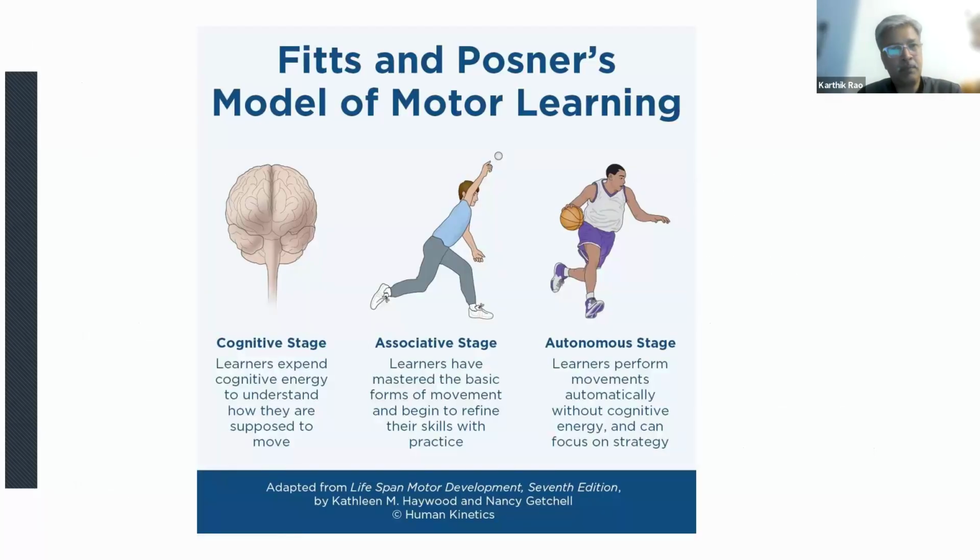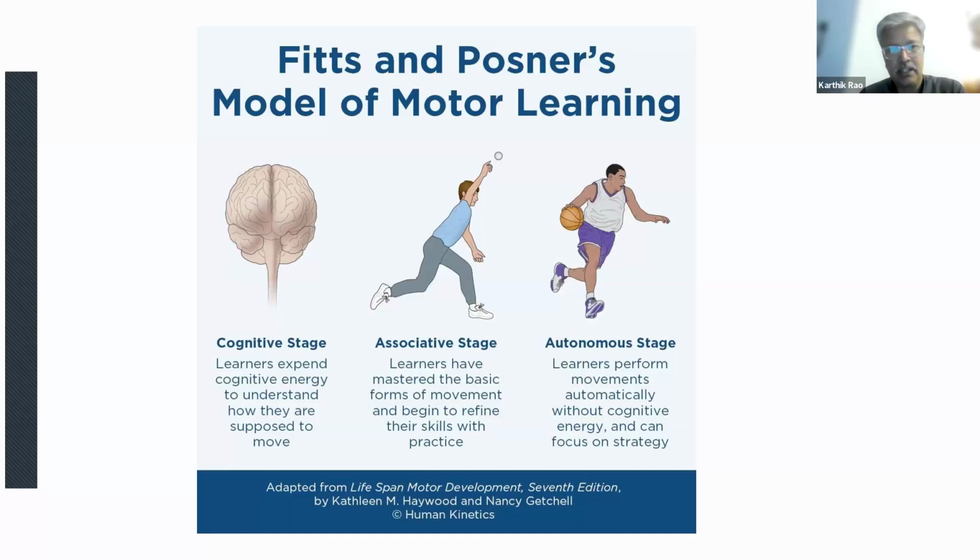So one of the very popular approaches or theories of motor learning is the Fitts and Posner model of motor learning, which talks about three stages of learning. There is a cognitive stage, the associative stage, and the autonomous stage. Let's take the example of learning to drive a car. The cognitive stage would mean that I understand the demands of the task, which is the clutch, gear, the brakes, and the steering, how to operate the steering wheel, and all of that would be the cognitive stage.